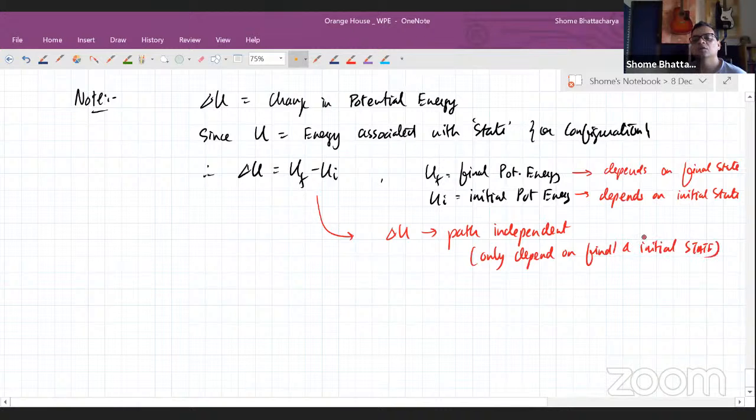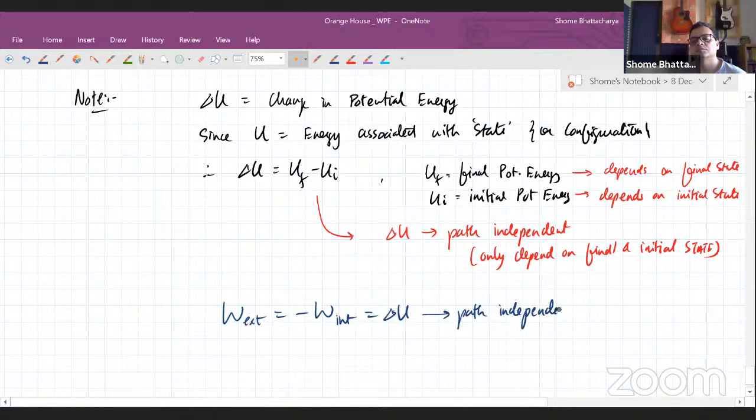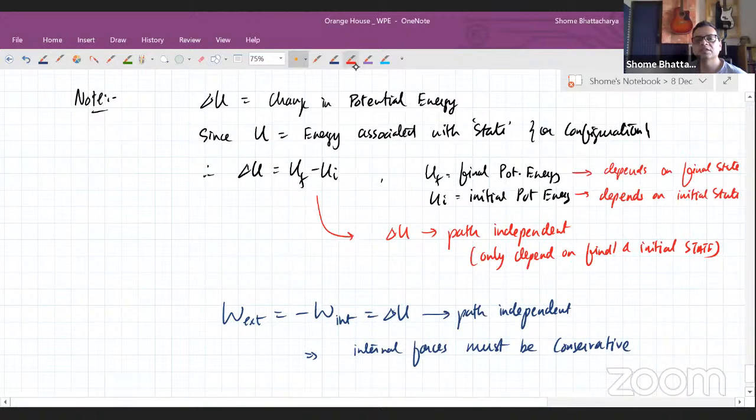So coming back to what we saw earlier, the work done by the external agent to change the configuration of the system is the negative of work done by the internal forces. And that is equal to delta U, and this must be path independent. That means the internal forces must be conservative, otherwise our delta U cannot be a path independent quantity.